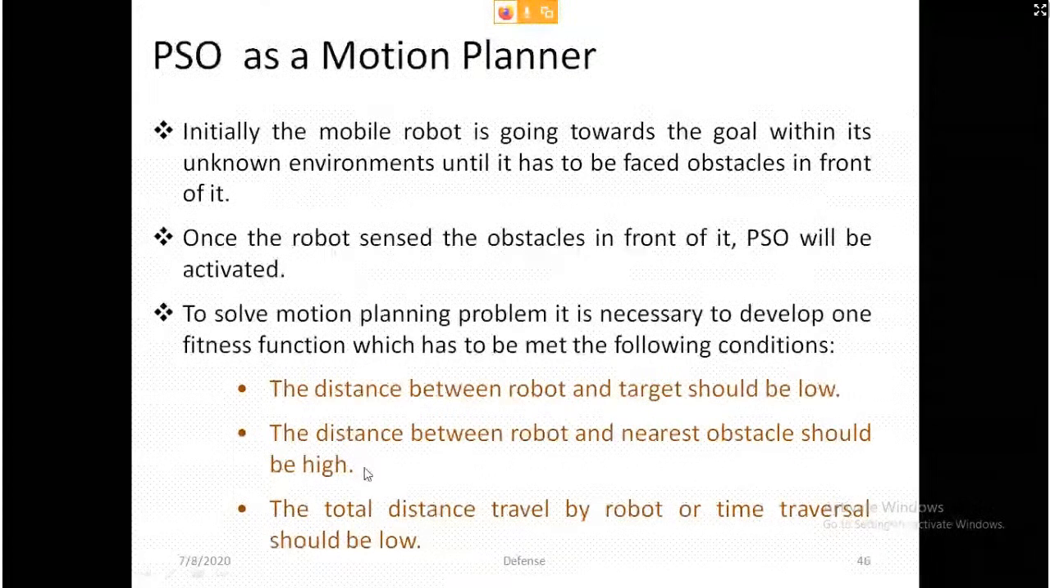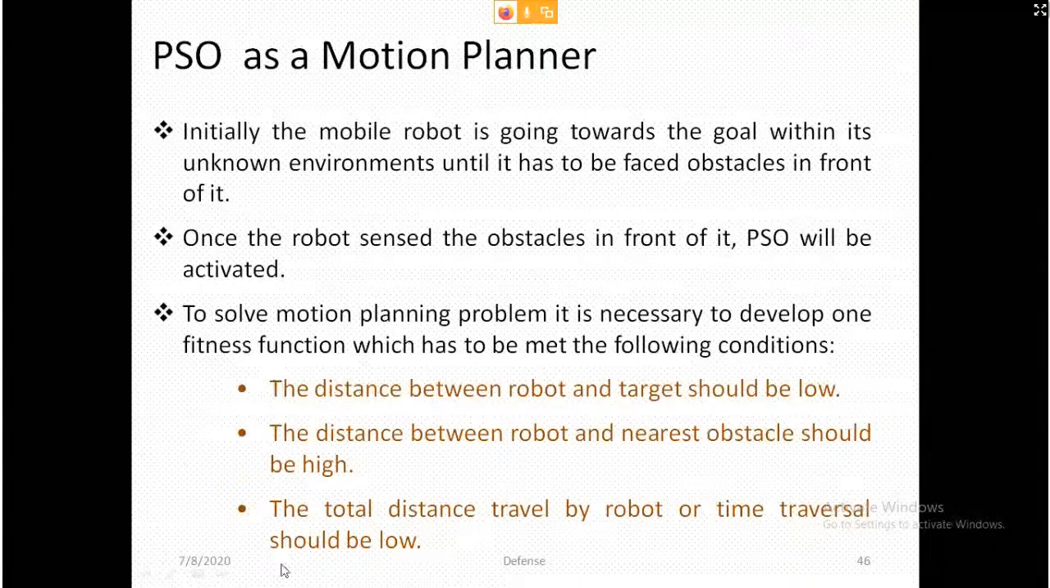Then the second objective is that the distance between the robot and the nearest obstacles should be, of course, kept safe. For example, some 10 objects may be sensed at a time, but among these 10 objects, the robot has to detect the nearest ones initially, and of course the robot should move towards the target. So these are two optimal criteria, and the third one is that the total distance traveled by the robot, or the traversal time, should be low. Of course, whenever the robot follows the first two, the third objective will happen. The robot should move with less time to reach its target.